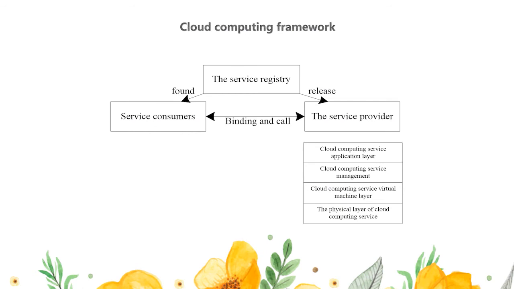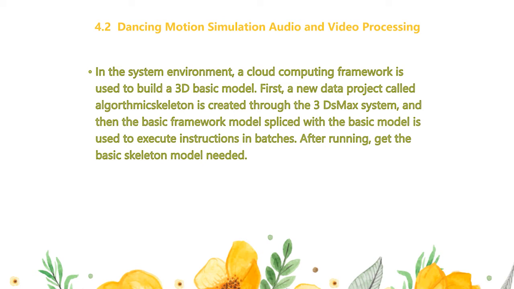4.2. Dance movement simulation audio and video processing. In the system environment, a cloud computing framework is used to build a 3D basic model. First, a new data project skeleton is created through the 3D Max system, and then the basic framework model sliced with the basic model is used to execute instructions in batches. After running, get the basic skeleton model needed. Assemble the body parts that needed to be converted in 3D Max, and then save them in separate files.